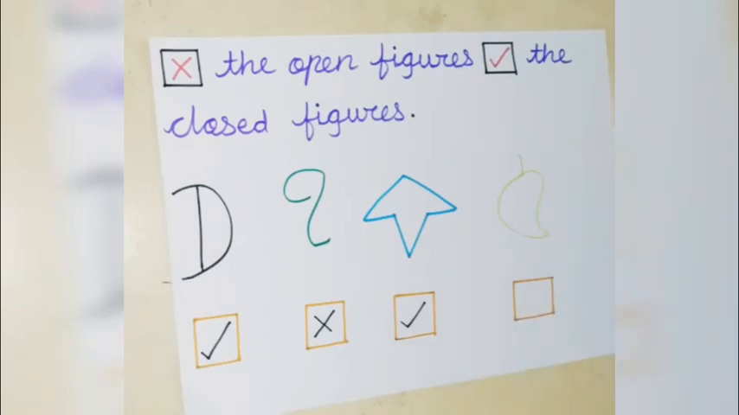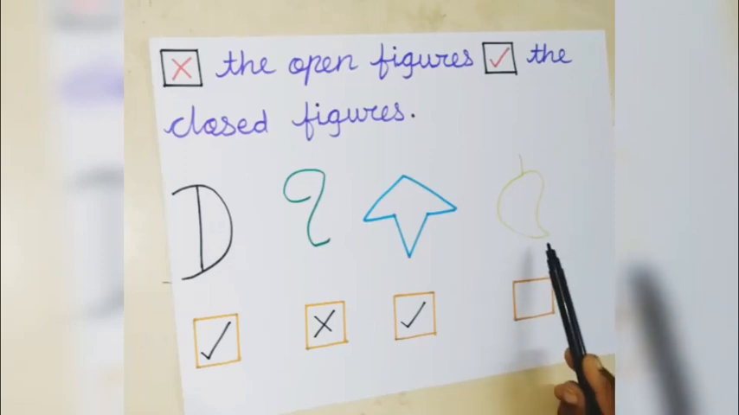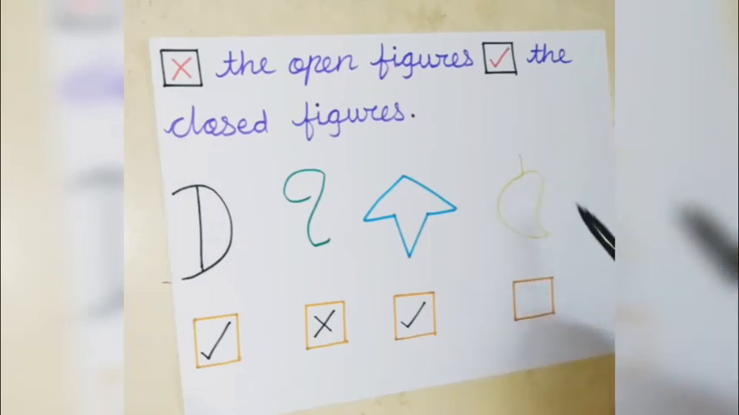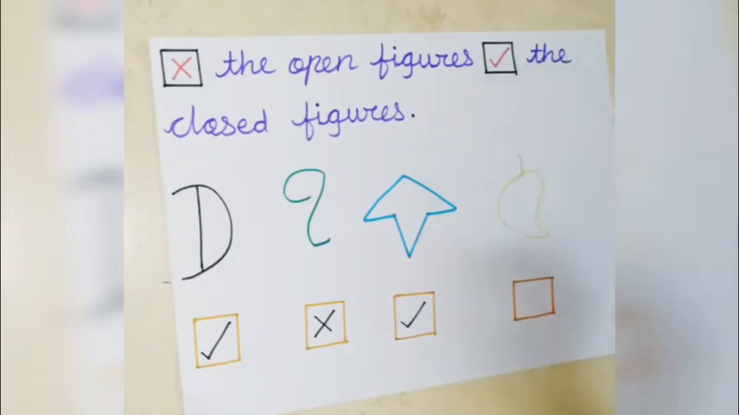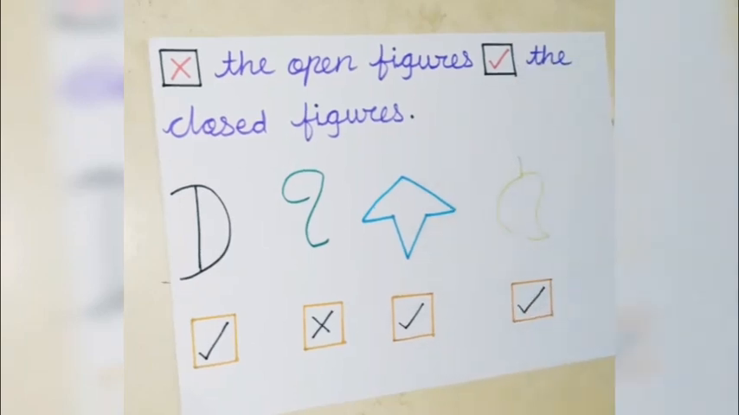See the next example. Mango. Children, mango is closed from all the sides. It starts from A and ends at B. So children, this is also a closed figure. So children, what do we put for the closed figures? Yes, we will put tick.